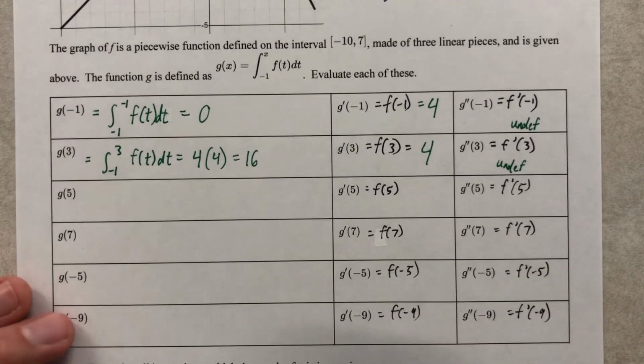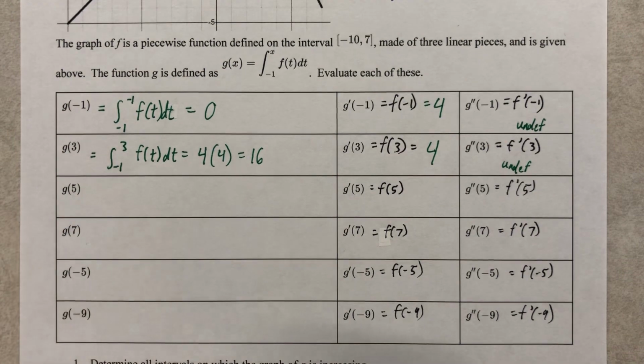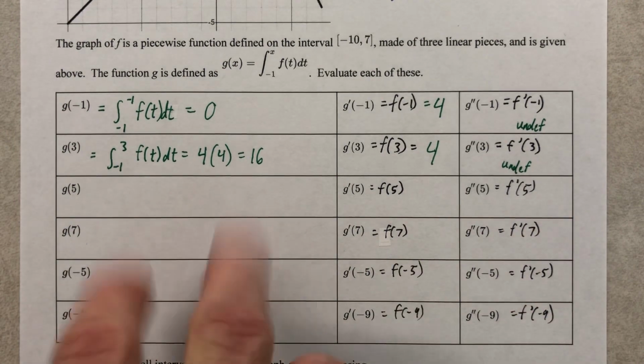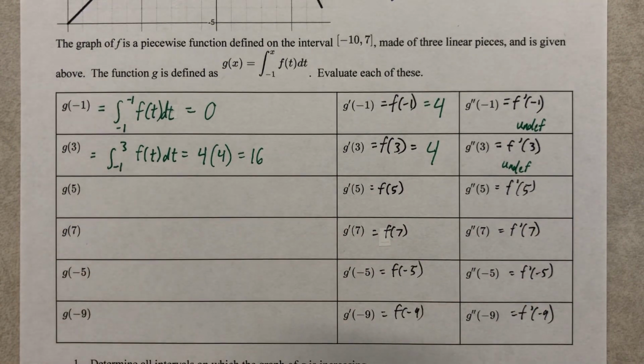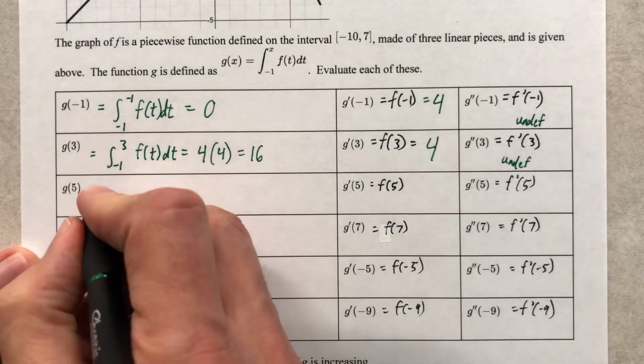Okay, now that we've established those things, let's start filling in some stuff. These will probably be the easier ones. These are the harder ones because we have to find accumulated area. So let's jump over here.